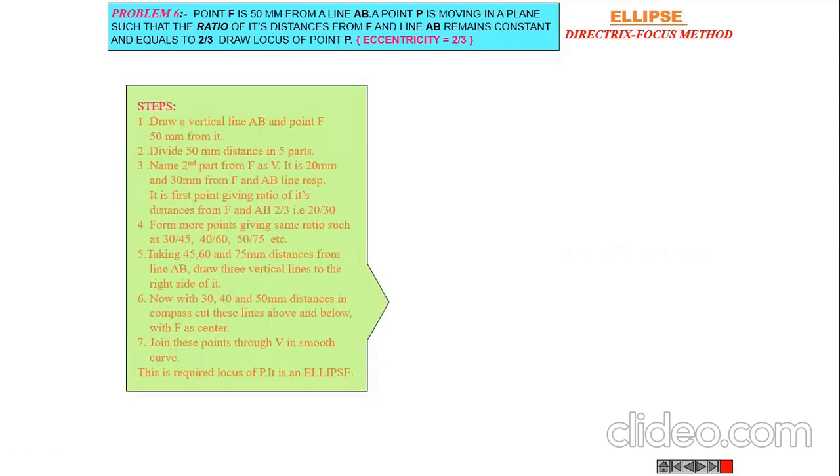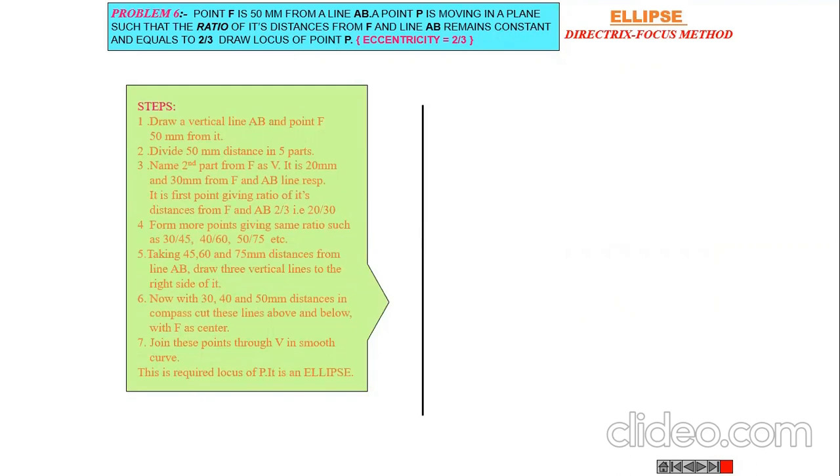We have to understand 2 by 3 means if I divide 2 by 3, the value is something like 0.67. So the value is less than 1, which means that this is an ellipse. Then the point F is given. F is 50 mm from the directrix. So we'll start one by one.